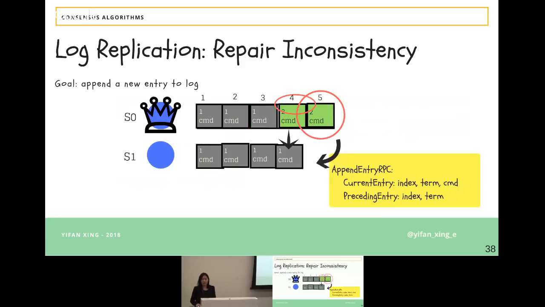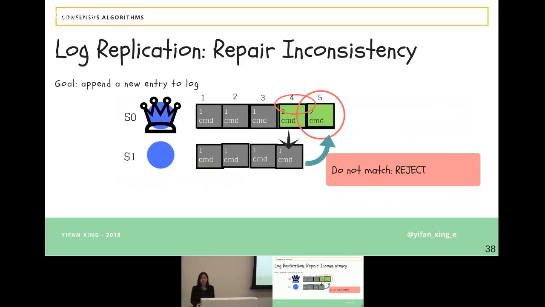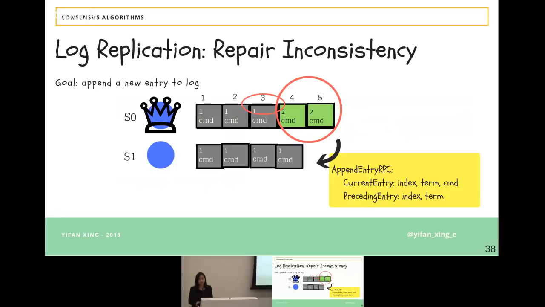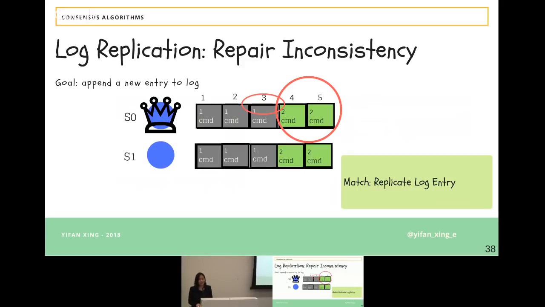And if it doesn't match, then we're going to reject it, because it could be that this current entry does not match the leader's entry, or it could be anything before that didn't match. We don't know that. So it's safe for us to reject the leader. What's going to happen is that the leader will move the pointer to the previous one. So it's going to send entries 4 and 5 and the index and term of entry 3. It's going to send all that information to our follower.